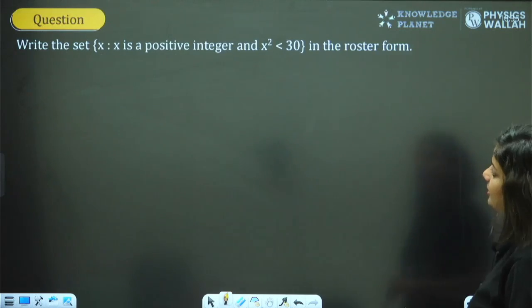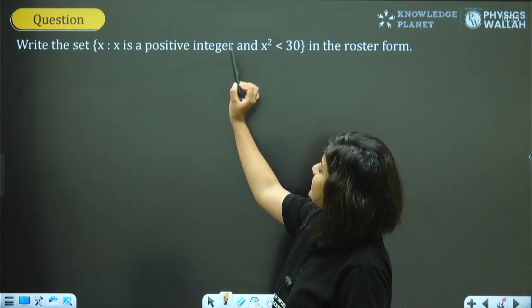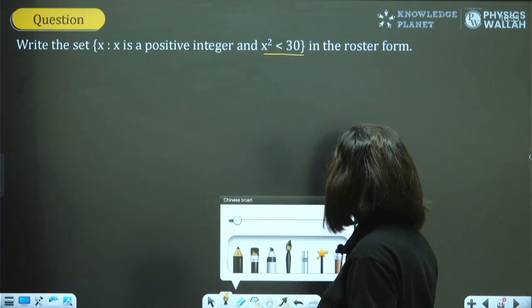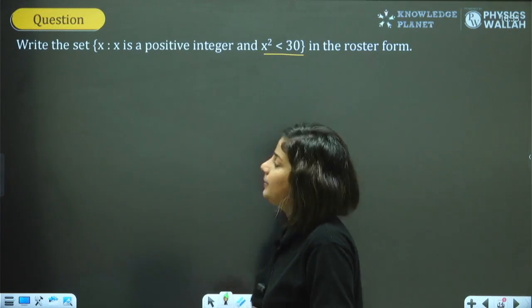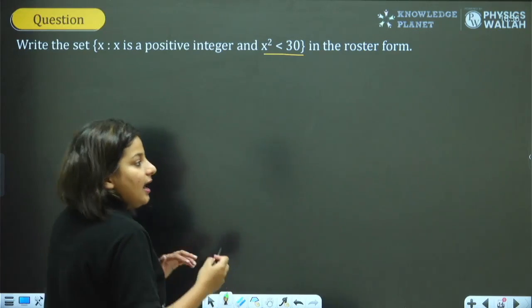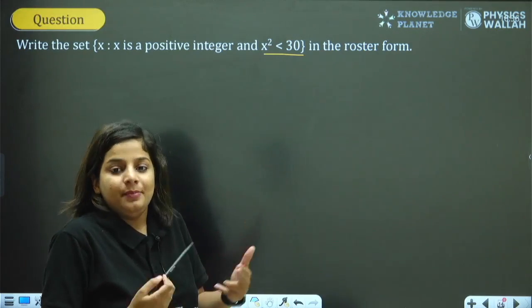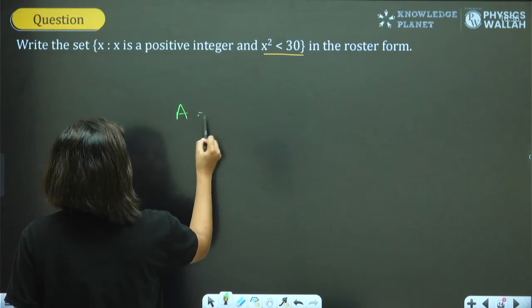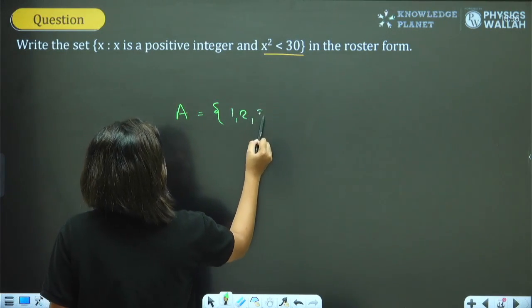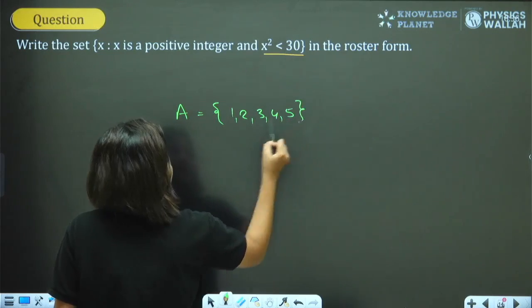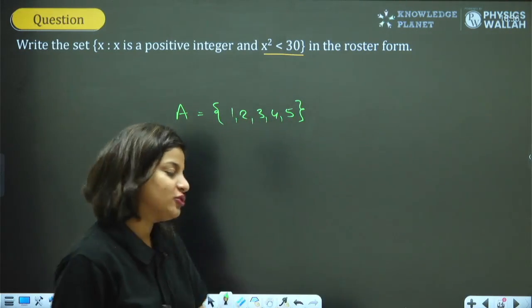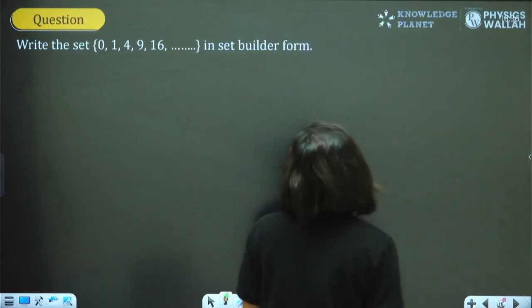Next question. Write the set of x such that x is a positive integer and x square is less than 30 in roster form. We need to write this in roster form. My dear boys and girls, all the elements, all the x's whose squares will be less than 30: 1, 2, 3, 4, 5. That's it. 5 square is 25, 6 square is 36. It will cross 30, and we are not going to cross 30 anyway.